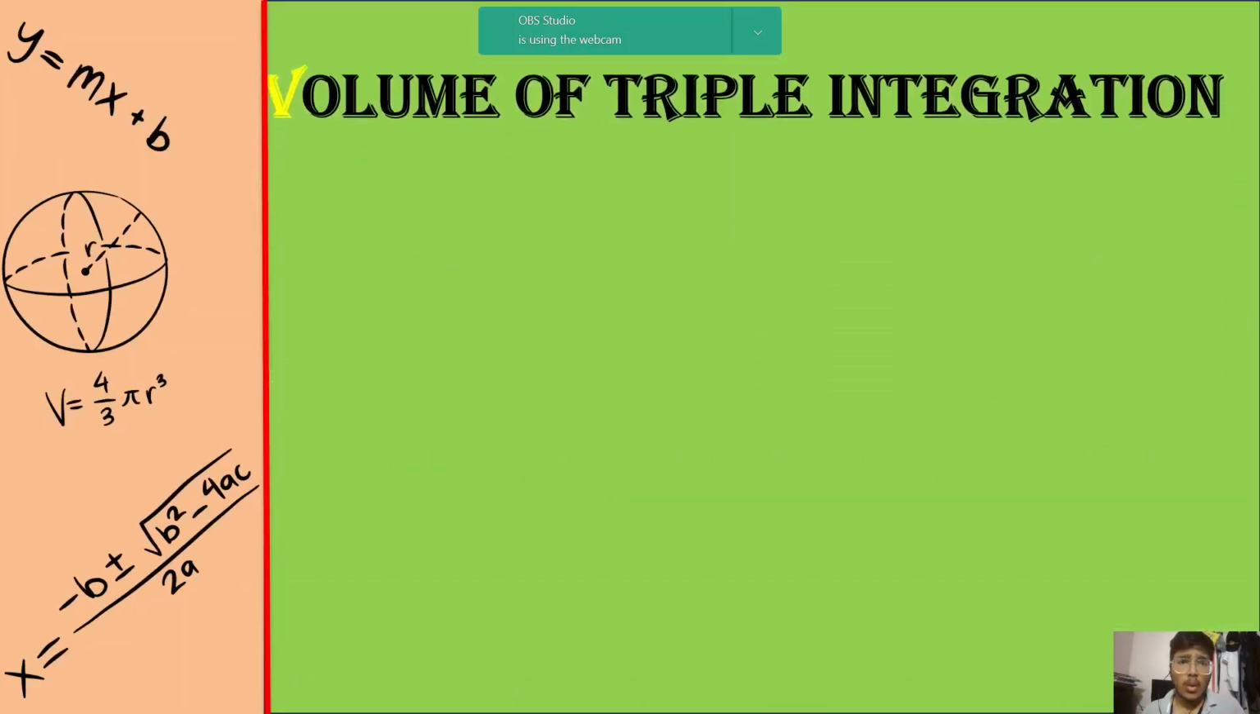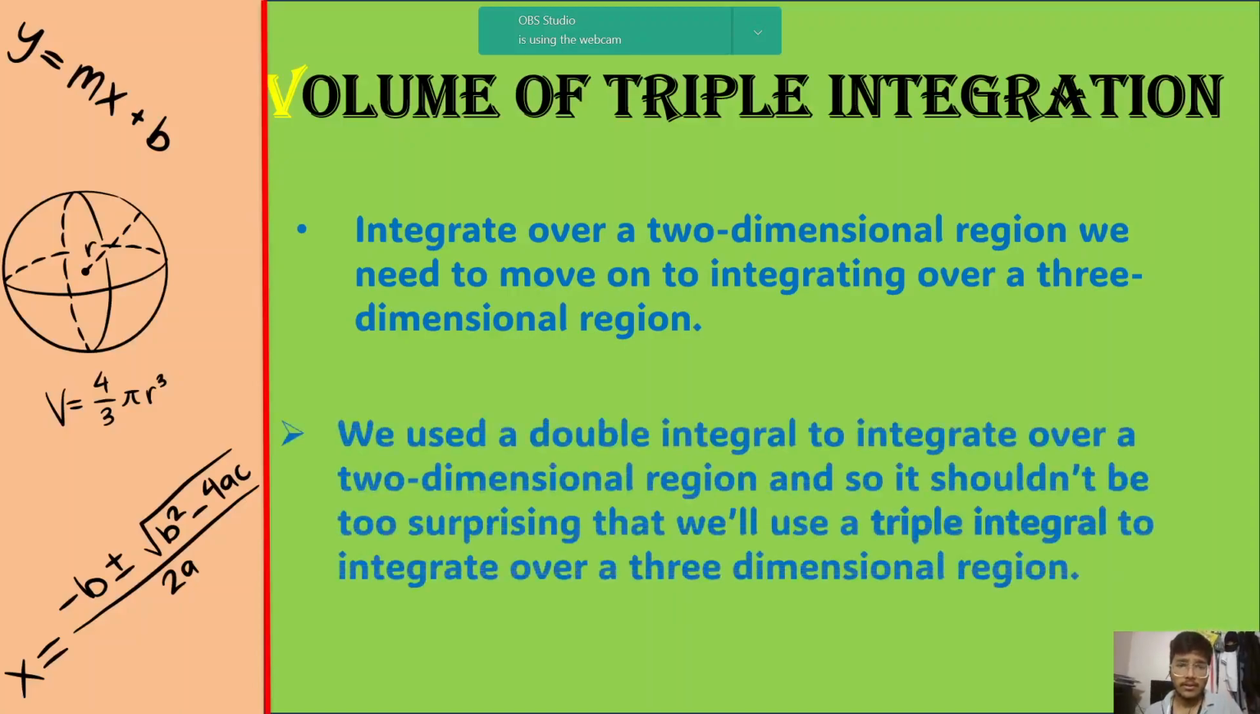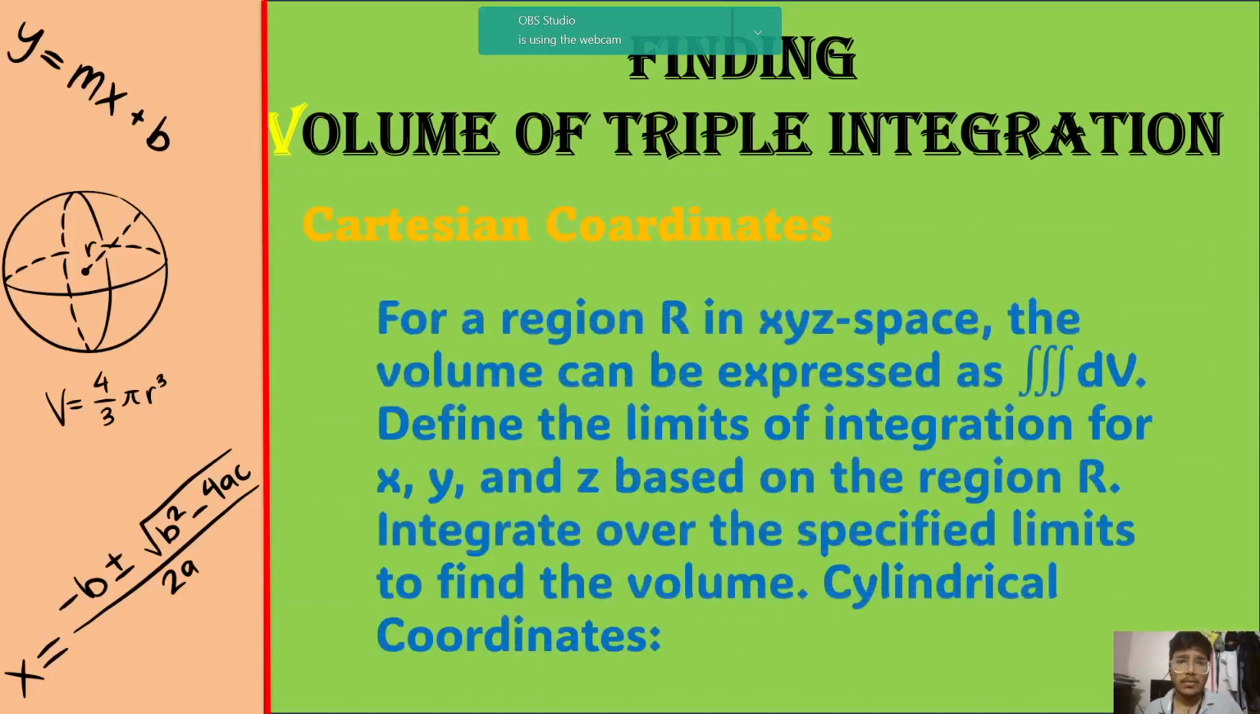So everyone will ask, what is volume by triple integration, right? Till now we have dealt with integrating over a two-dimensional region. Now we will move on to integrating over a three-dimensional region. In double integration we always use a two-dimensional region, like the XY plane, where the limits are given to us and we just apply the formula and substitute. So it shouldn't be too surprising that we'll use a triple integral to integrate over a three-dimensional region. To understand it, it's very easy when we are dealing with it.